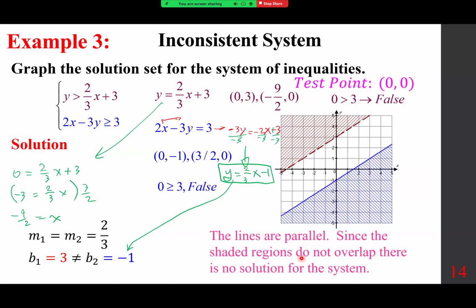Since the shaded regions do not overlap, there is no solution for the system. I can't emphasize this enough, everybody. To understand what happened, you really need to see that they are not overlapping, and that's really the idea.